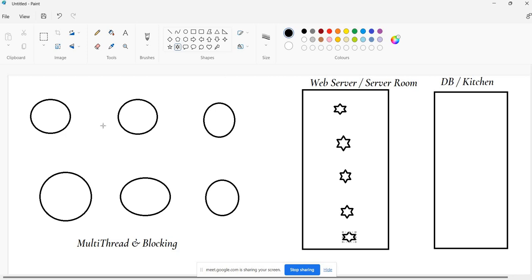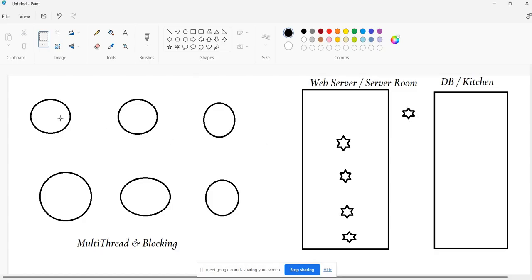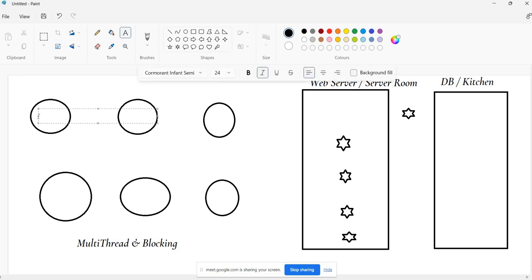But here each and every thread, if you give any request to a thread which follows the blocking nature, it will be busy until we get the response from the server. Suppose in this example one person has given an order for five roti and some sabji. To prepare that it will take a minimum of 30 minutes. So this thread will be busy and it will sit idle, this is very, very important, at the kitchen for 30 minutes. That's the problem. It doesn't take any other request.